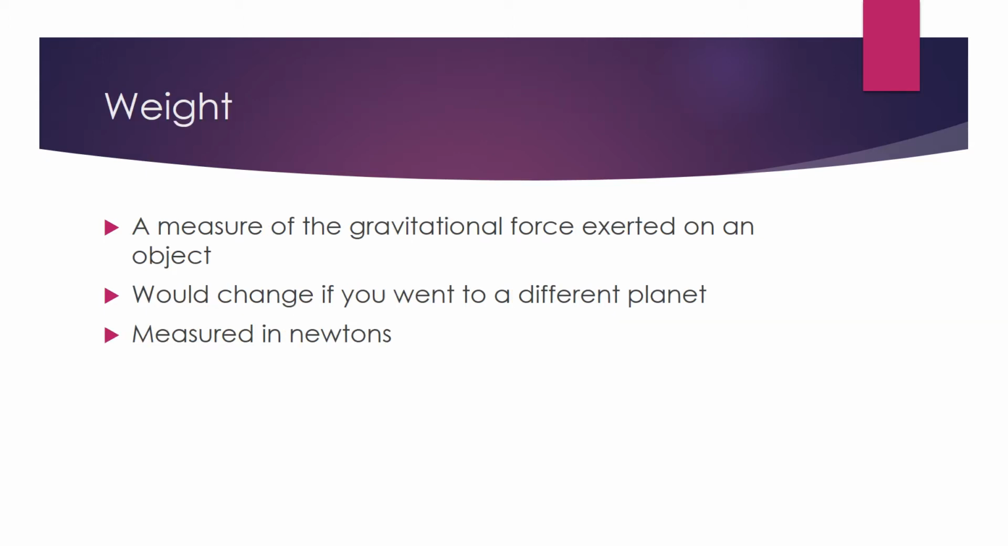So one thing with gravity, which is something we have talked about when we talked about chemistry, is weight, and that is the measure of the gravitational force exerted on an object. So remember, this is something that will change if you go to a different planet. You go to a bigger planet like Mars, you have more of a weight. You go to a smaller planet, it's going to be less of a weight. But we measure this in newtons. That is the unit that we will use.